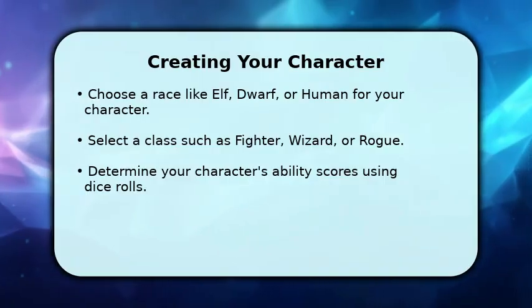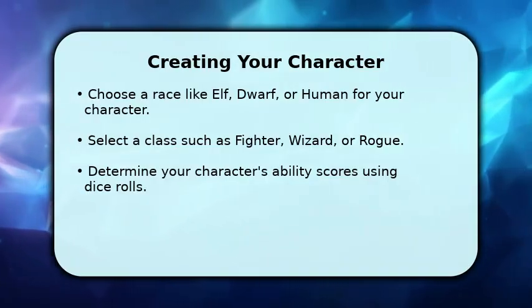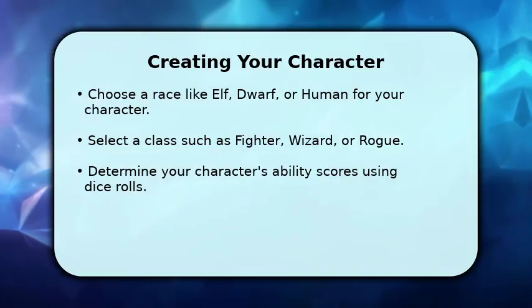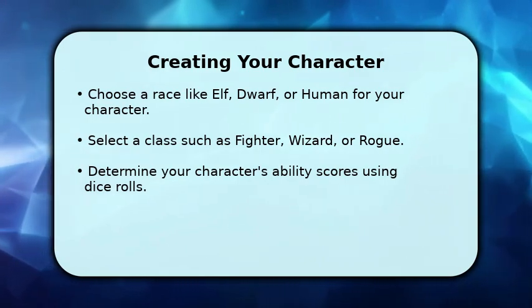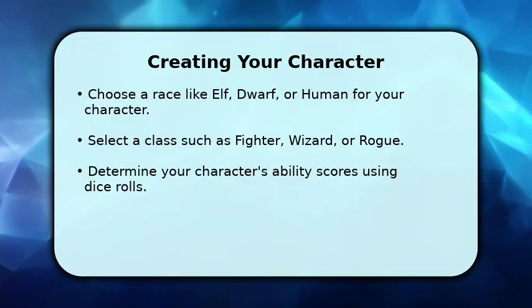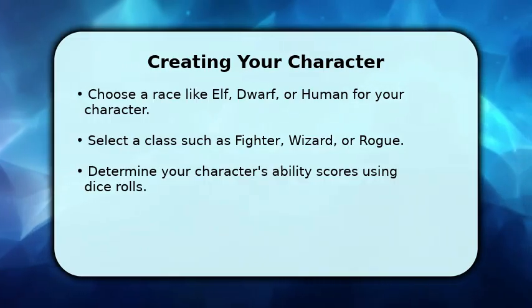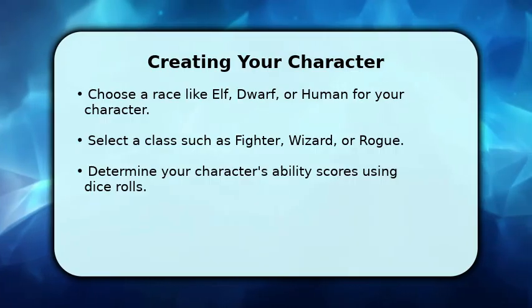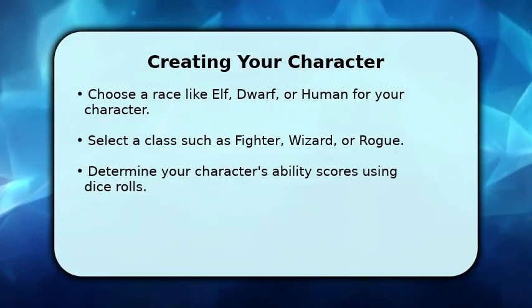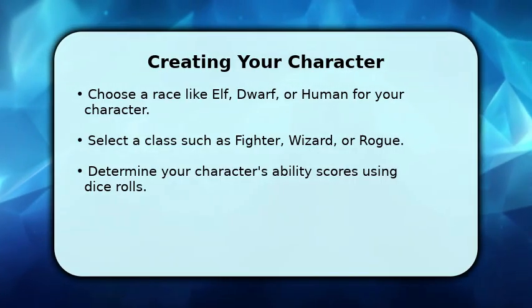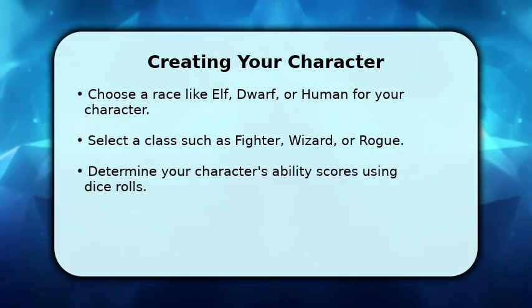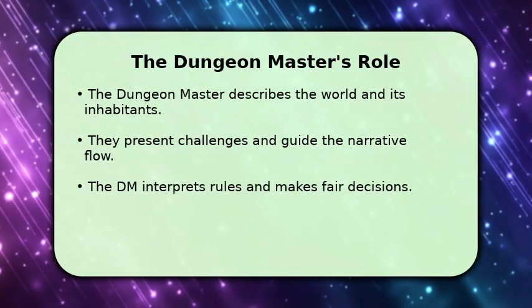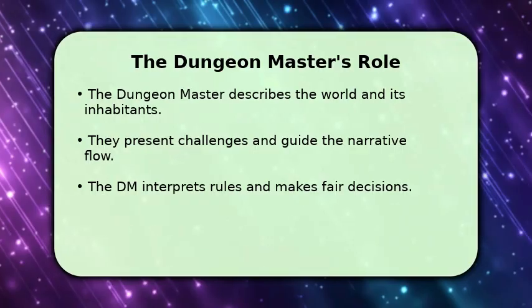Creating your character is a fun and crucial step. You'll pick a race, which gives you certain traits, and a class, which defines your role. For example, a fighter excels in combat, while a wizard casts powerful spells. You'll then roll dice to determine your character's 6 core ability scores, like strength and intelligence, and record them on your character sheet. The Dungeon Master, or DM, is the heart of the game.